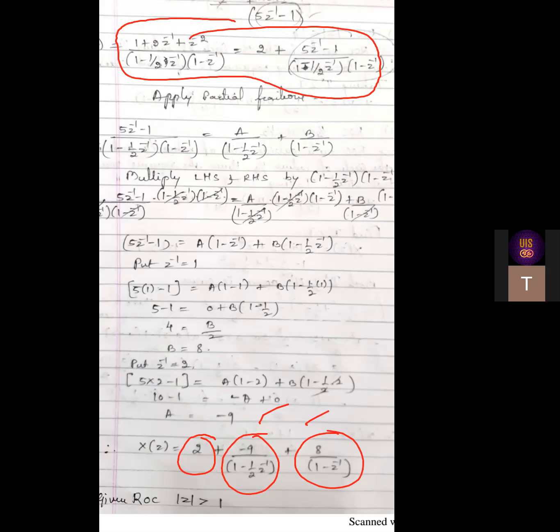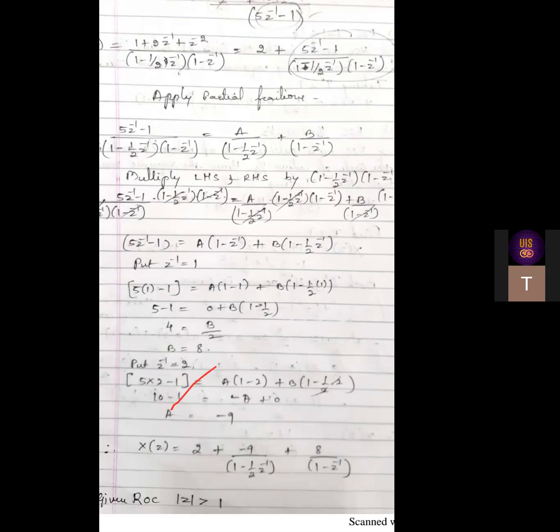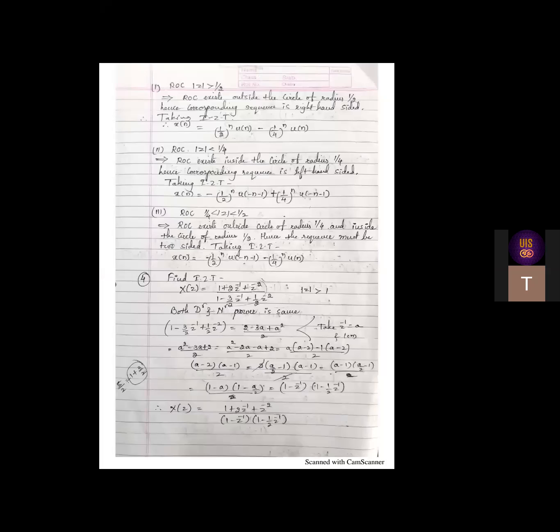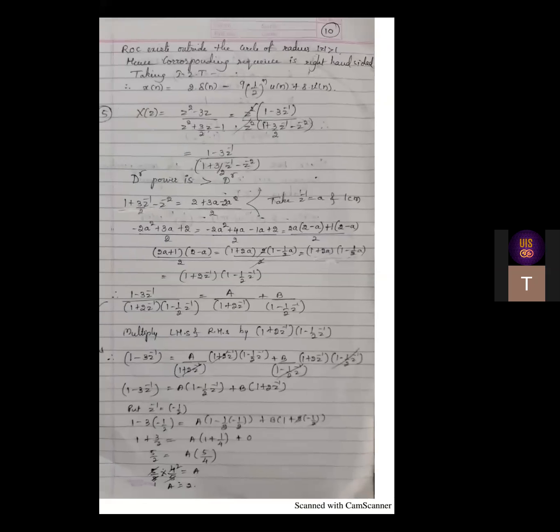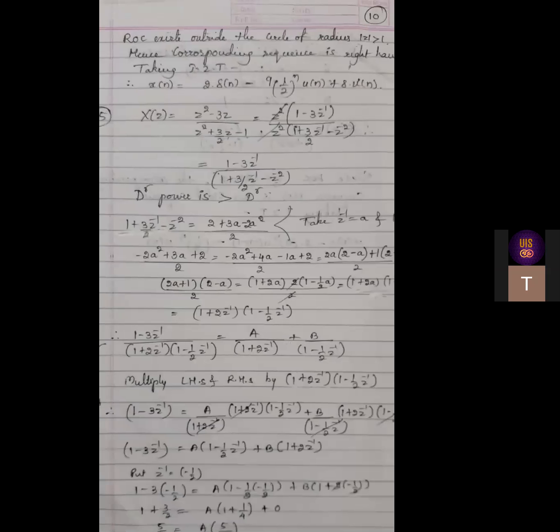So 3 terms totally. After this, the final thing is we need to go for finding the inverse z transform, x of n. For that, let us see if any ROC is given to you in the question. Yes, it is given here. ROC is greater than 1. What do you mean by ROC greater than 1? It indicates that your ROC is outside the circle. Outside the circle means a right-handed sequence. So for a right-handed sequence, you multiply by u of n.